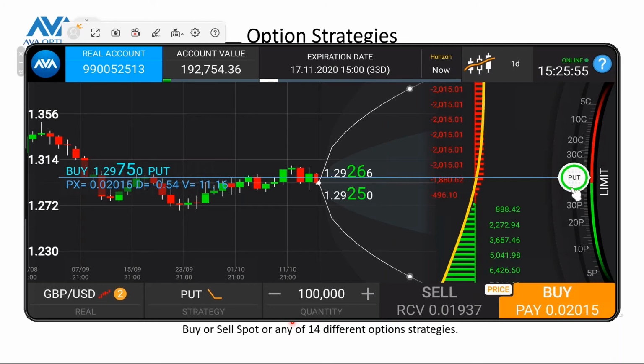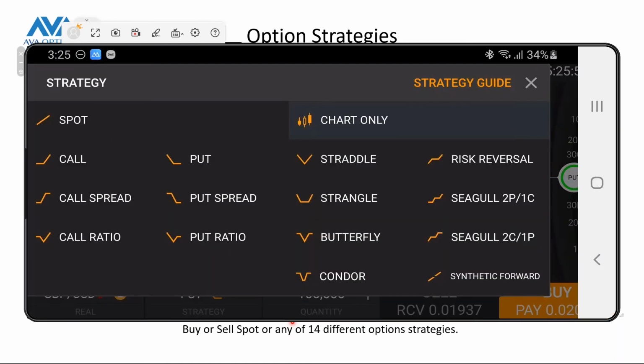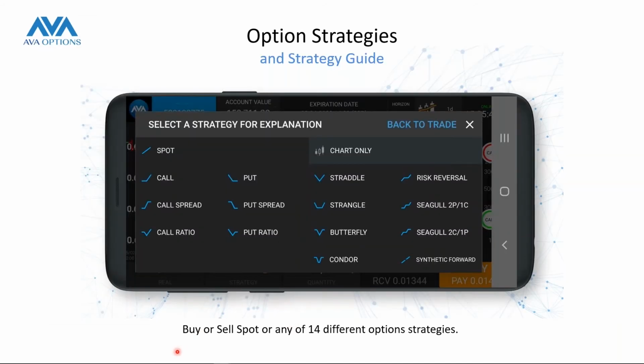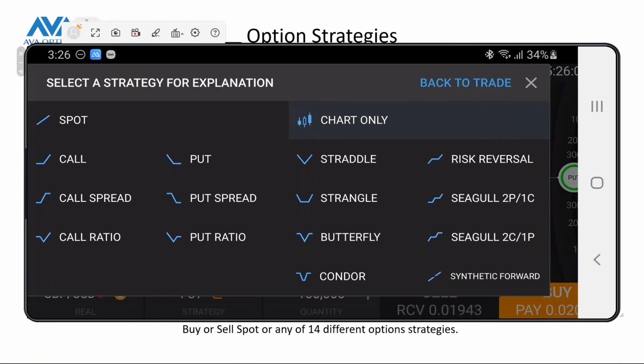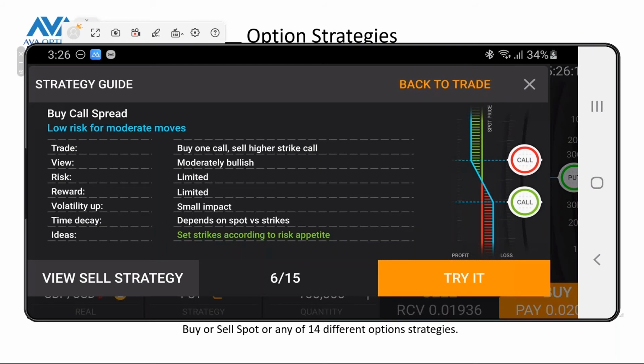So I'm going to continue. Let's look at some strategies. Actually, I'm going to move to our presentation. No, sorry. If you click here, the strategy guide, everything turns blue, and you can learn more information about each strategy. So what is a call spread? A call spread is a bullish trade. When you buy a call spread, you're buying one call and you're selling a higher strike call. As you see right here, it's moderately bullish because it has limited upside and limited downside.